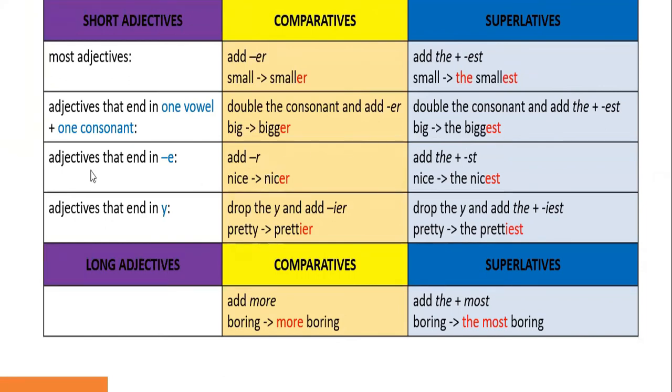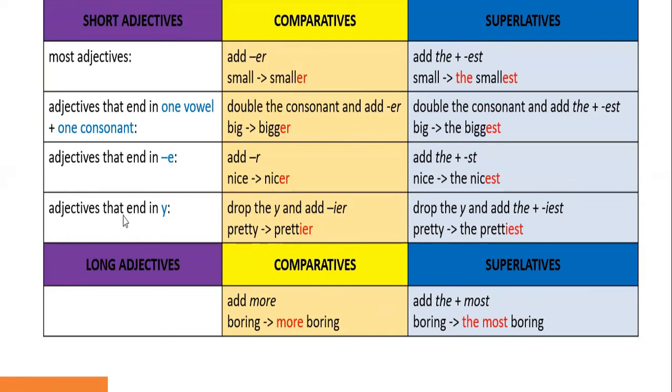And then when the adjectives end in E, like nice, we have to add R, the letter R, okay? Because we already have the letter E, so we only put the letter R, the missing letter, nice, nicer. And we add just ST at the end, nice, the nicest. This is when the adjectives end in the letter E.